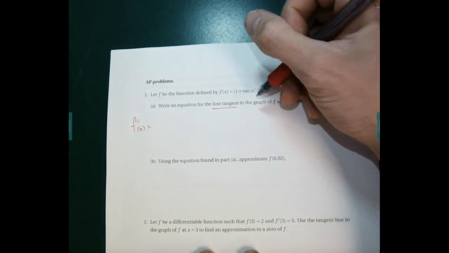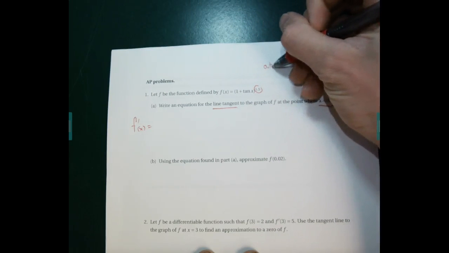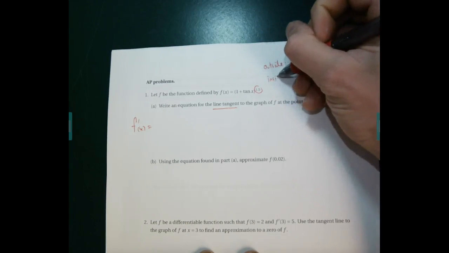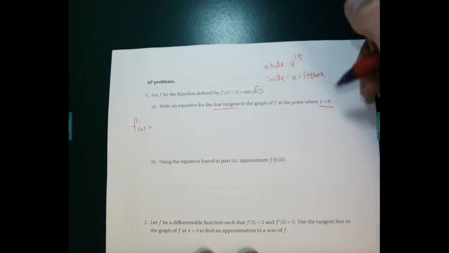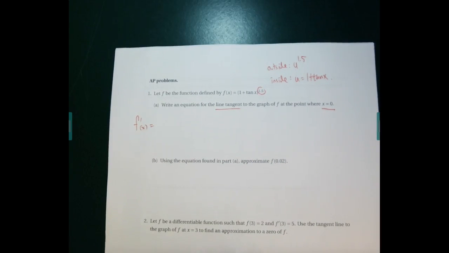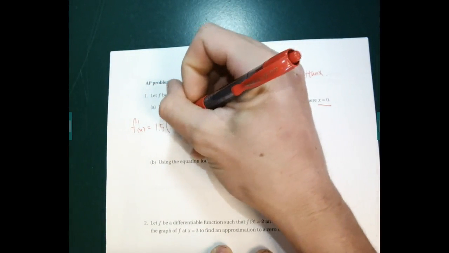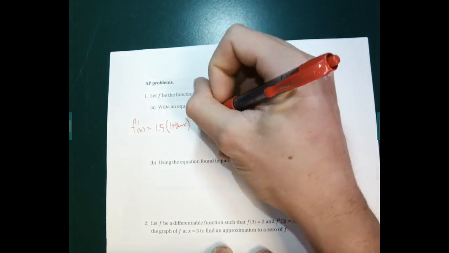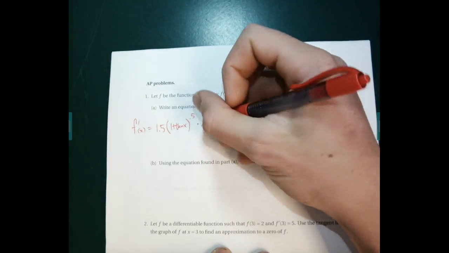This function has an outside function, which is kind of like u to the power 1.5. And the inside function is u is equal to 1 plus tan x. So when I take the derivative, I will need the chain rule. The derivative should equal 1.5 times (1 plus tan x) to the power of 0.5 times the derivative of the inside function, which is, let's see, the derivative of 1 is 0, the derivative of tangent x is secant squared x.